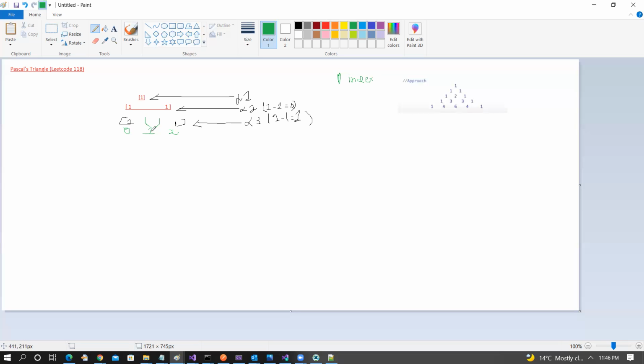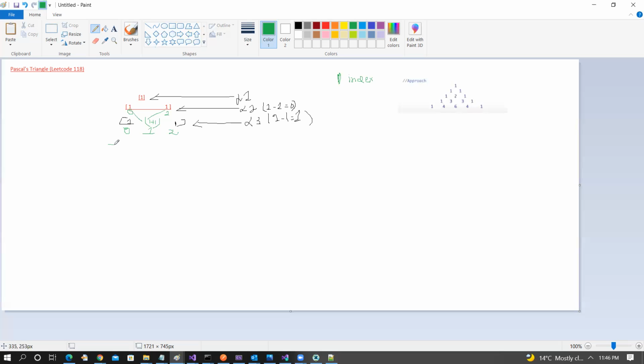from first minus 1 to first. That means from here to here. So from here, 1 minus 1 means it is 0th index, 1 minus and 1 is 1th index. So that means 0th index value plus 1th index value, that is 1 plus 1, is going to be 2. That is going to be the value.